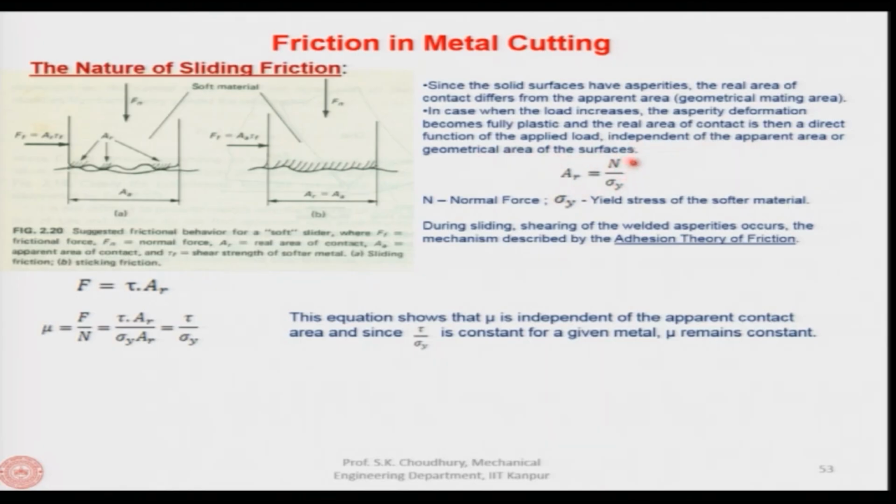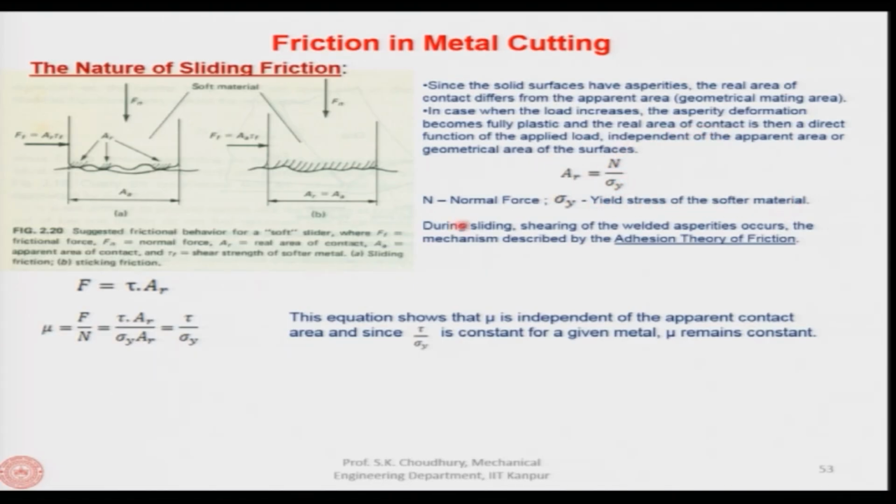So we can write that AR is the real area of contact. The real area of contact is directly proportional to N, and is equal to N divided by the yield stress of the softer material. Out of the two materials, whichever is softer, the yield stress of that material has to be considered. So the real area of contact will be equal to N divided by the yield stress of the softer material.